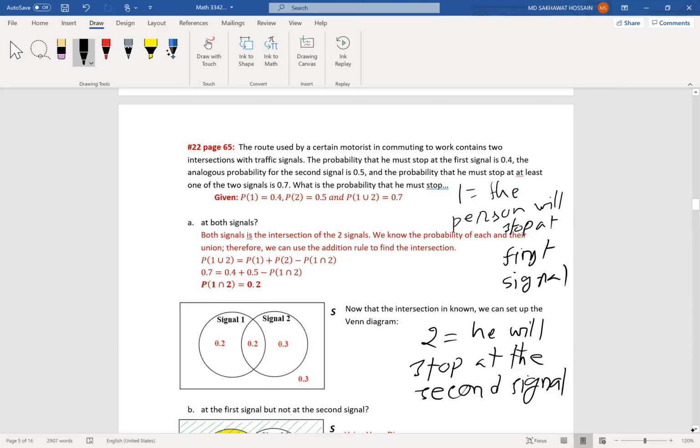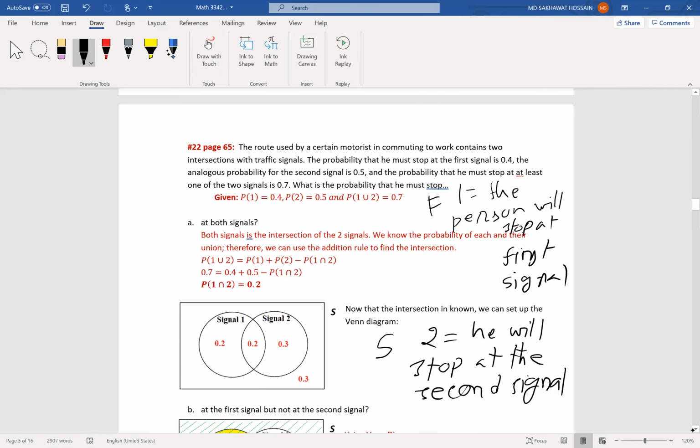Or you can also use different notation. You do not have to use 1 or 2. You can just use, for the first signal you can use F, and for the second signal you can use S. So it's always better to use letters instead of numbers, because numbers might confuse you. So it's better to use letters to represent the event. Okay, since in the solution we have used 1 and 2, we'll go with 1 and 2.